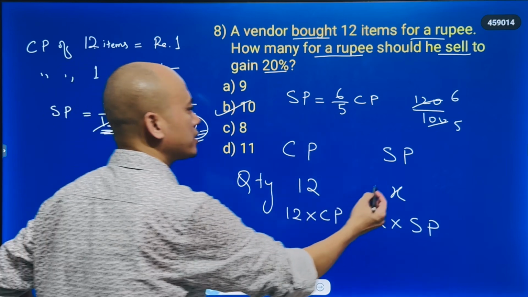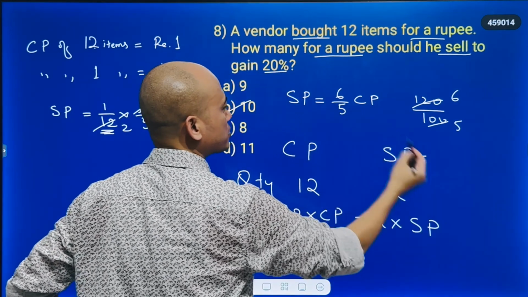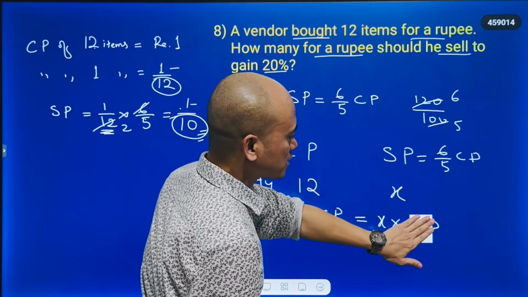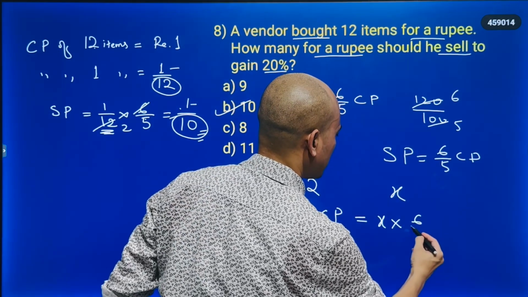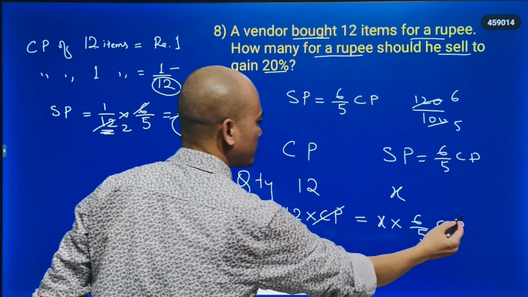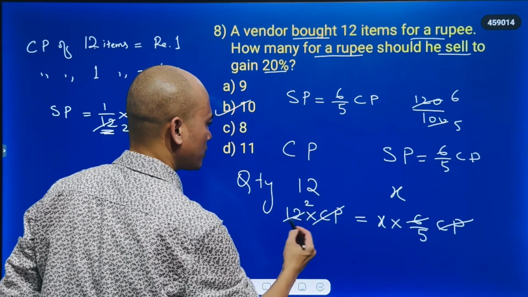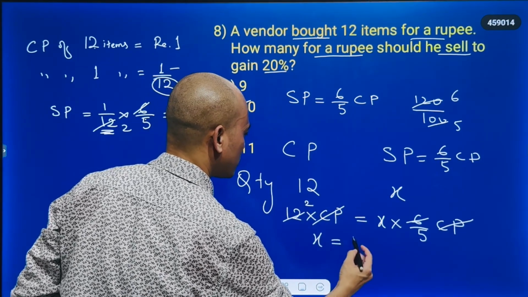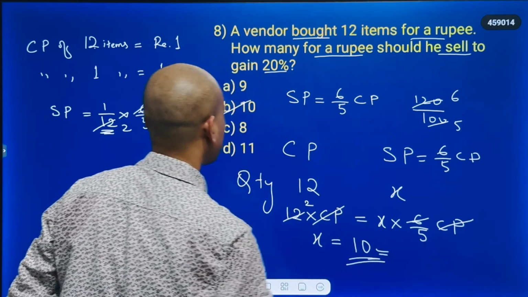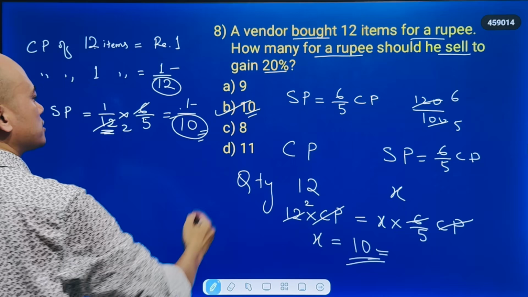Now what is SP here? As we calculated, SP is 6 by 5 of CP. So in place of SP we will write 6 by 5 of CP. So CP will be cancelled, then 6 twos are 12. So x is equal to 5 into 2 by cross multiplication. So 10 is the correct answer.